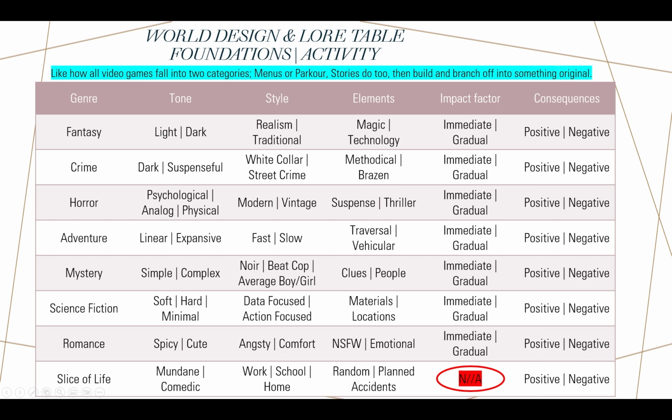And then the style, we'll say it's traditional, so it's in the real world. Because it's fantasy, I probably would have to do realism instead of traditional, no, I would do traditional, excuse me, because realism means it would be historically correct. So I would circle traditional. And then I don't have to worry about white collar or street crime, and modern or vintage wouldn't matter because we know that's the medieval era.